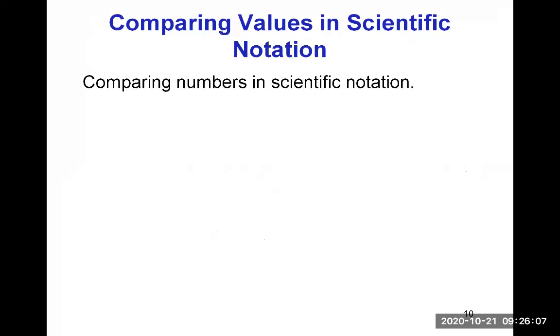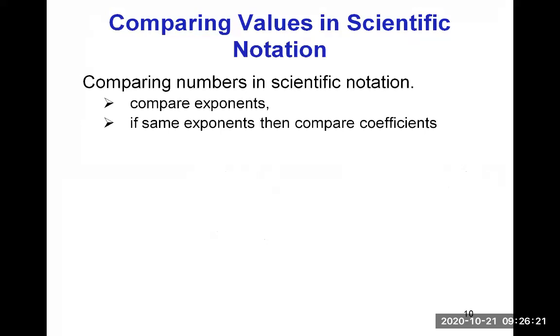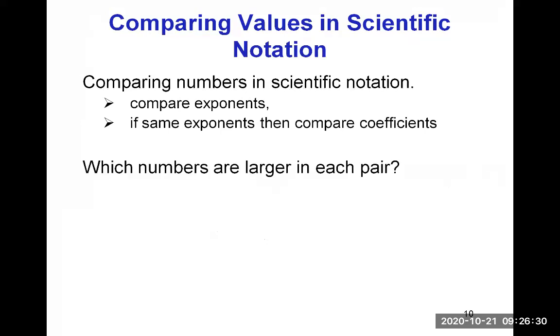So how do we compare numbers in scientific notation? First, you want to compare exponents, because you don't need to compare more than the exponents if they are very different. That will be enough to compare them. But if the exponents are the same, then you will need to compare the coefficients. Coefficients, remember, are the decimal parts. So which number is larger in each pair, for example?